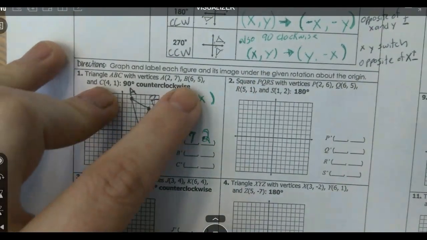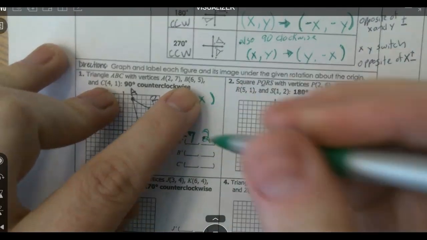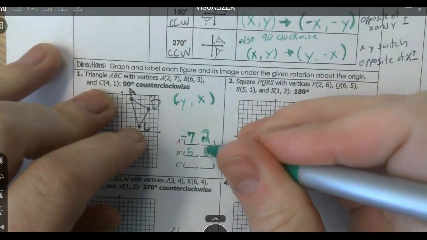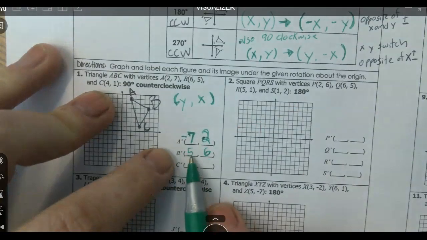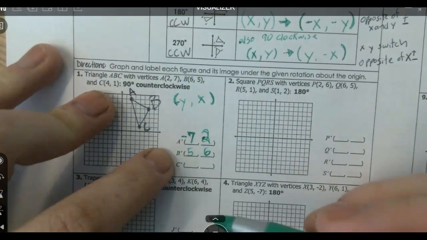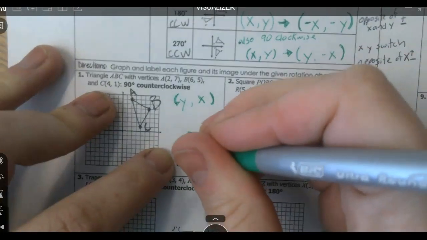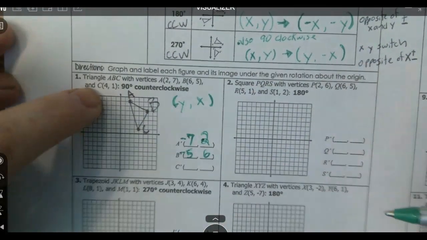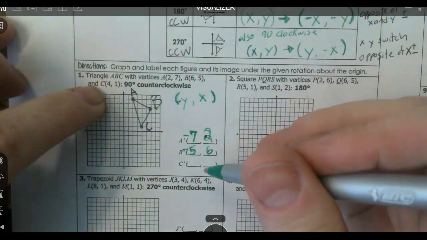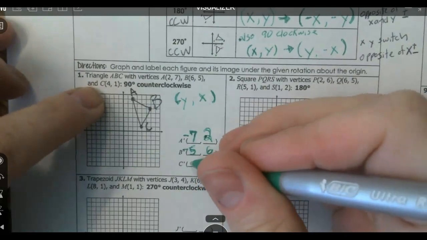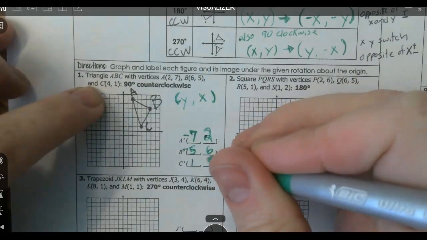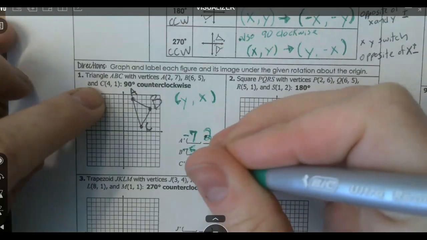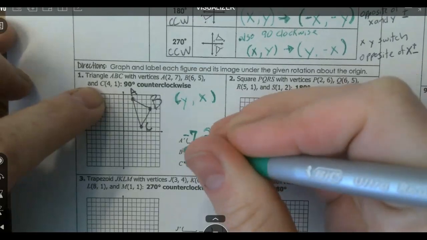All right, now let's do it for B. Again, my x and y's switch places, so I have them backwards. And this one is the opposite of a positive, now it is negative. My last point, point C. I'm going to switch x and y's, just like that. And this one needs to be the opposite of a positive. It is a negative. There.